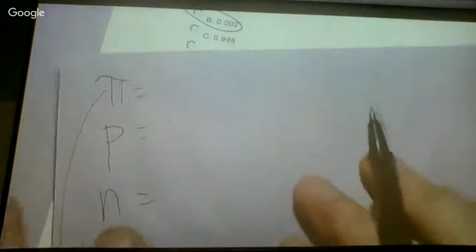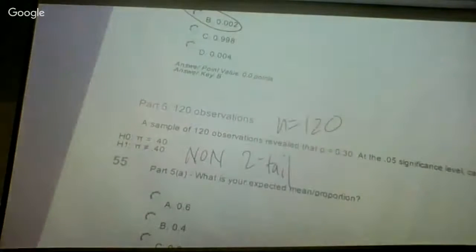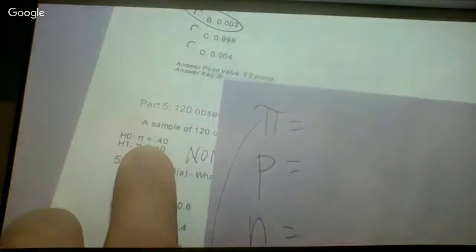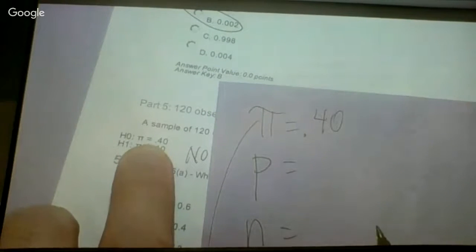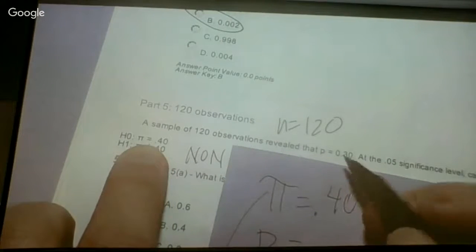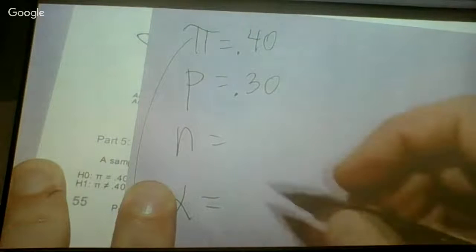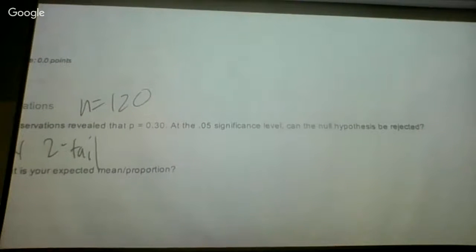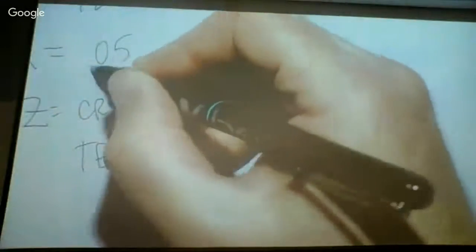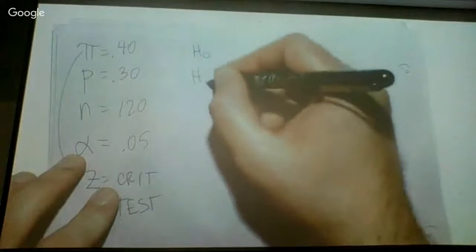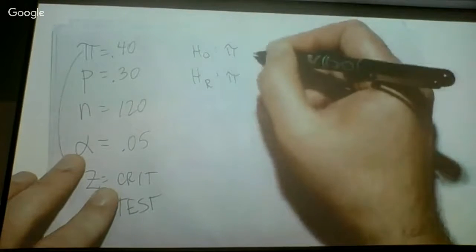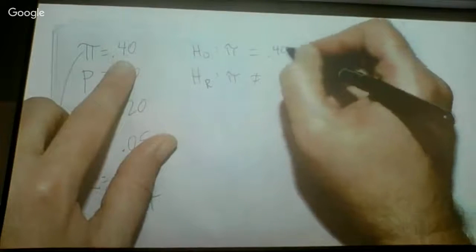What value do I set for pi? Whatever value you see here, that's the value I'm just going to write right here. That value actually tells me what pi should be. So here I'm going to write 0.3. How many observations? 120. Thanks, Andrew. What's my significance level? 0.05. I think I'm pretty much on my way. Let's do a hypothesis test. The 2 hypotheses were given to me, and they were non-directional, so it's a 2-tailed test.